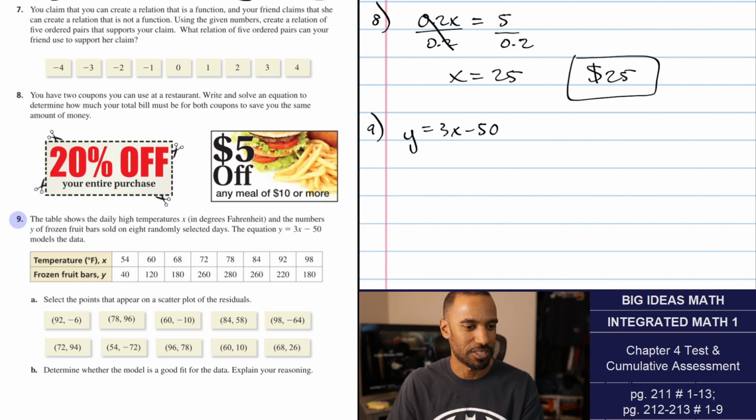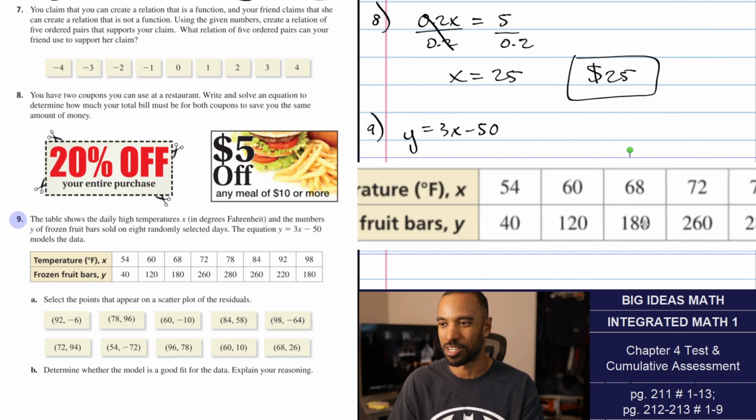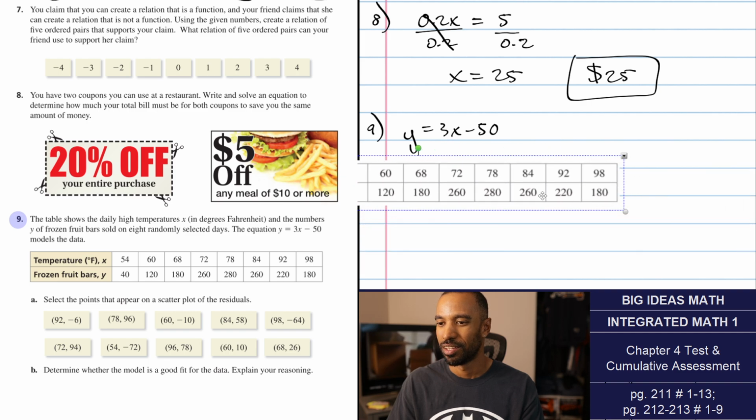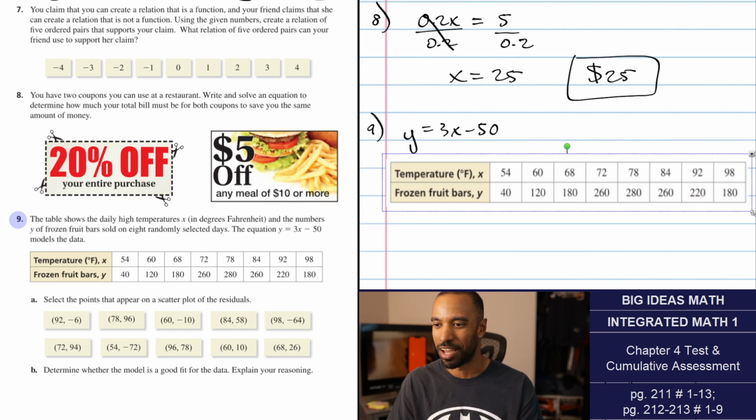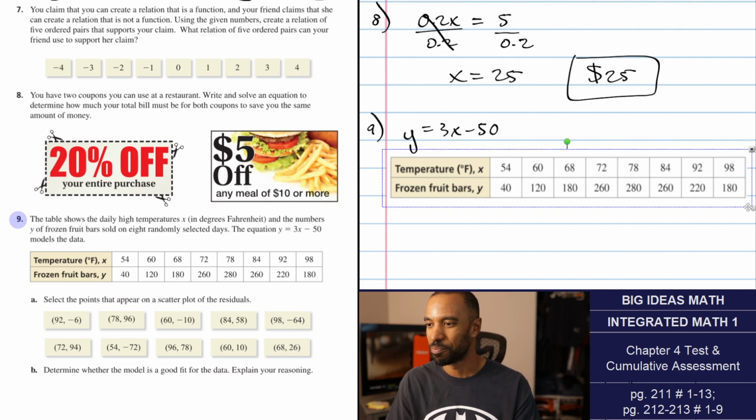Let's copy and paste this table then. Of course, they end on a problem that makes me question whether I'm going to finish on time. I think I will. By on time, I say within the hour. I like within the hour for my chapter tests and cumulative assessments and reviews. Okay.